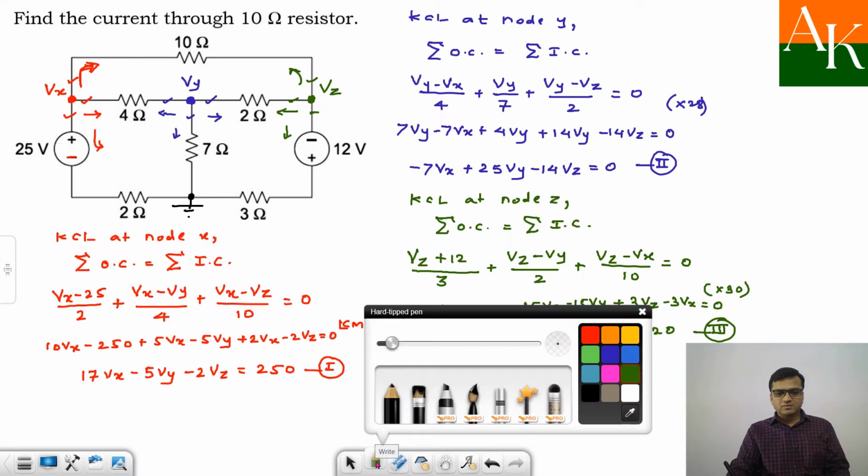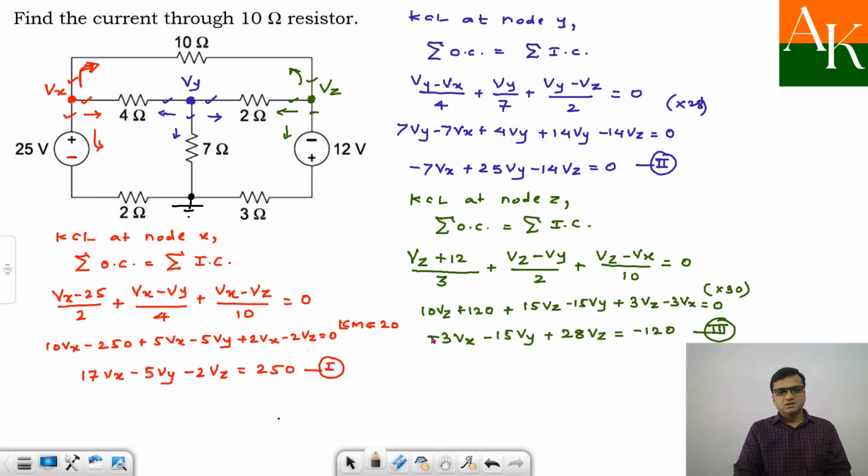So you have 3 equations and you have 3 unknowns, Vx, Vy, Vz. So you can substitute these constants and coefficients in the calculator and calculate Vx, Vy, Vz. So Vx turns out to be 34.01 volt, Vy turns out to be 13.09 volt, and Vz turns out to be 6.37 volt. But the problem is not over.